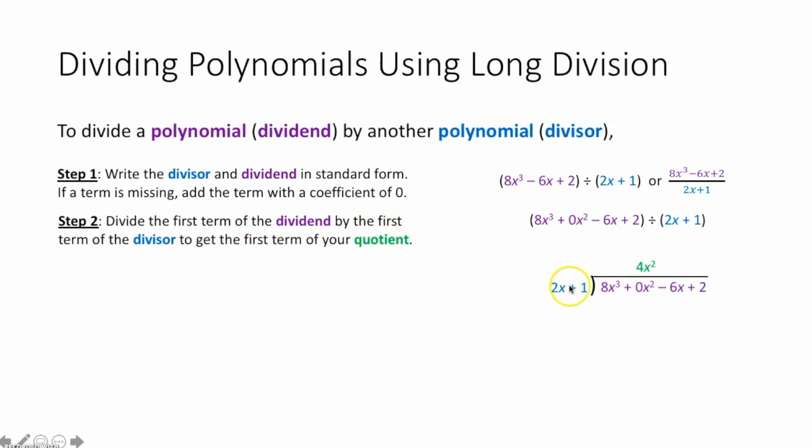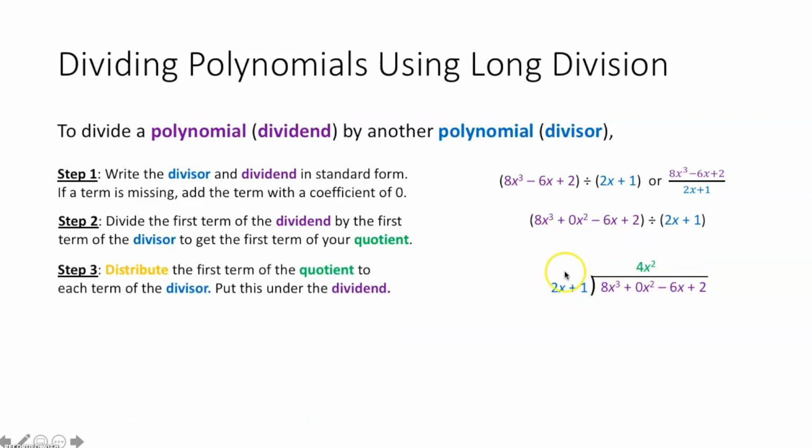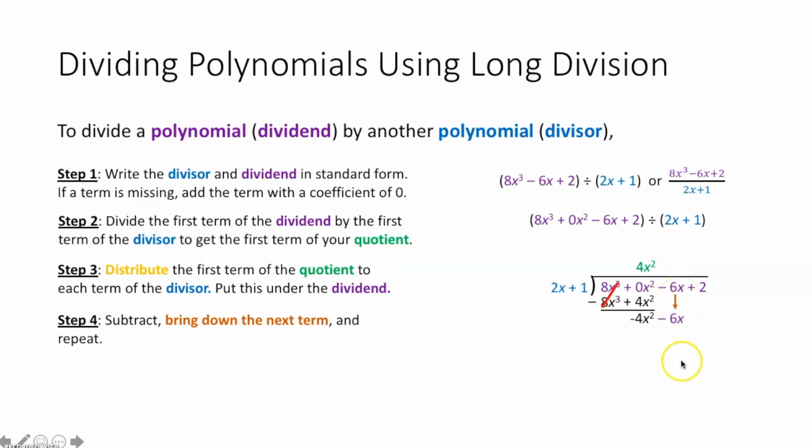Now the reason we put that here is because we're dividing by a binomial, so we start 2 terms in. Now we distribute this 4x squared to each term in the divisor. So we multiply the 4x squared to the 2x, and we get 8x cubed. Then we take that 4x squared and multiply it to the 1. You get 4x squared. Now subtract down. What's 8x cubed minus 8x cubed? Those cancel each other out. What's 0x squared minus 4x squared? That's going to be negative 4x squared. And now we bring down the next term. And we repeat the process.